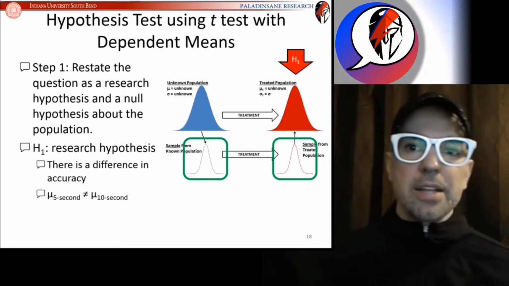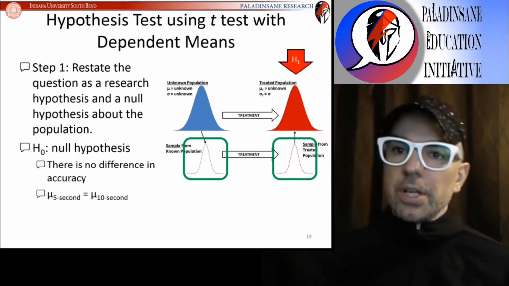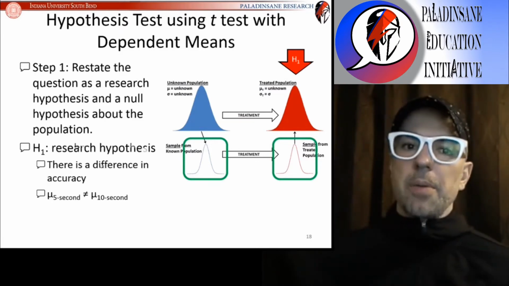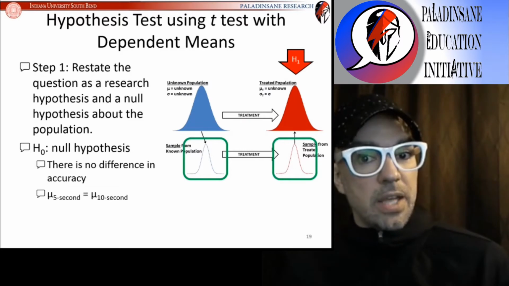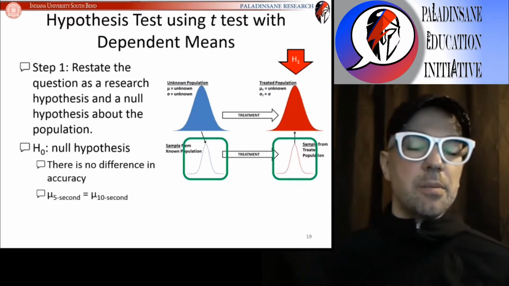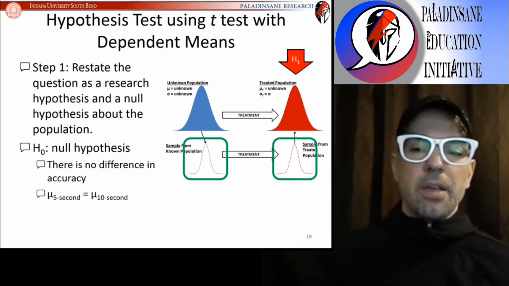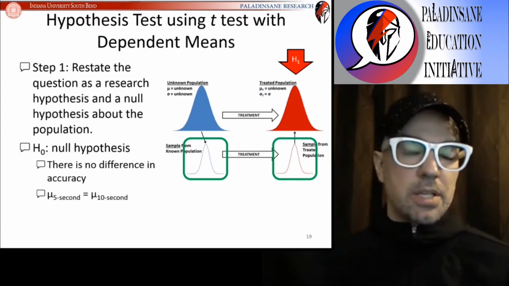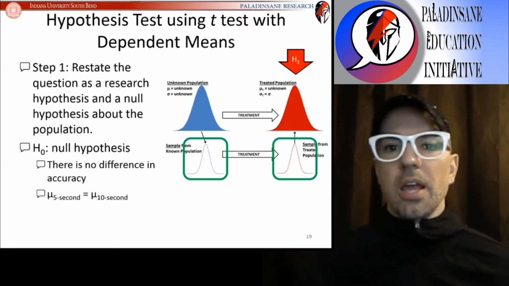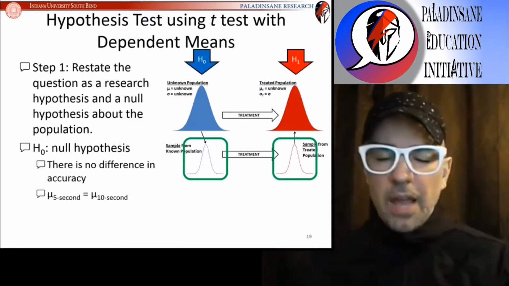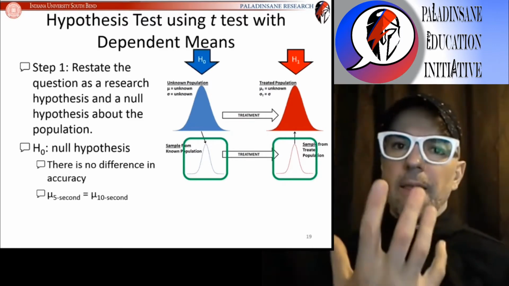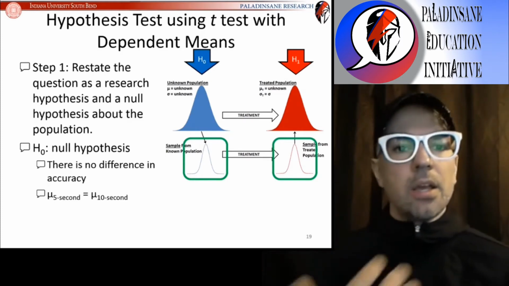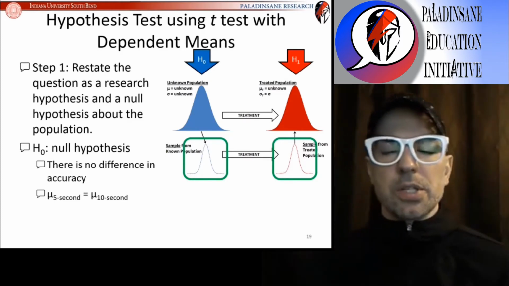The opposite of that is the null hypothesis. So the research hypothesis is that there is a difference in accuracy. The null hypothesis is that there is no difference in accuracy. And in this case, the mean accuracy for the 5-second population is going to equal the mean accuracy for the 10-second population. And really, all of these people, 5-second timeouts or 10-second timeouts, belong to the same population. They have the same accuracy. So that's the null hypothesis and the research hypothesis.